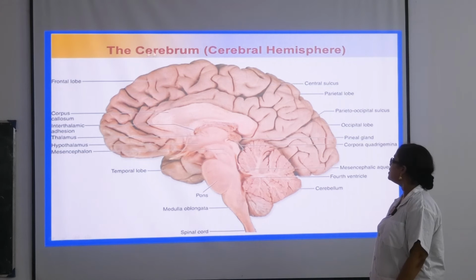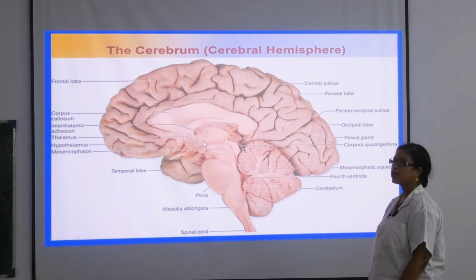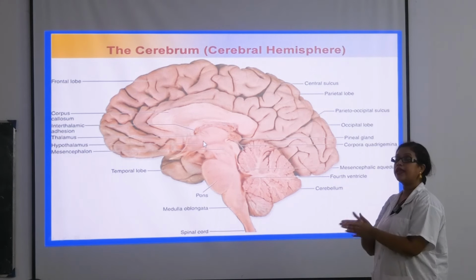Okay, so now if you see the cerebral hemisphere, so here what are the things you will see? The different lobes. So this whole is the frontal lobe and this is the corpus callosum. So what is the thalamus? Okay, so I told what? Thalamus is present on both sides of the third ventricle.